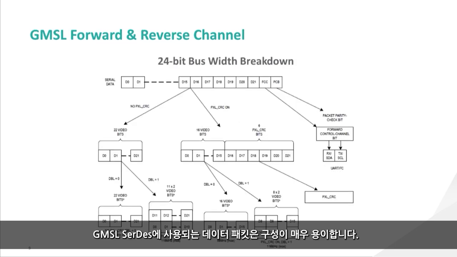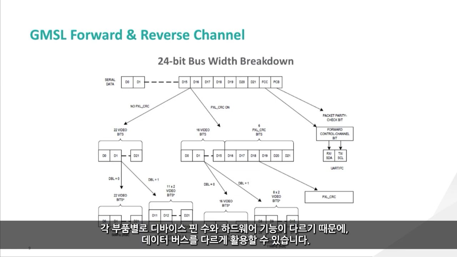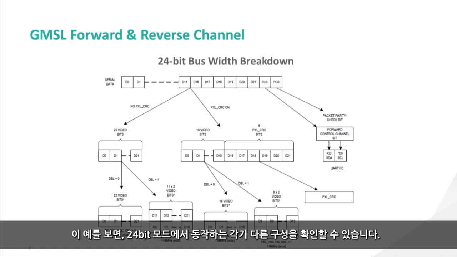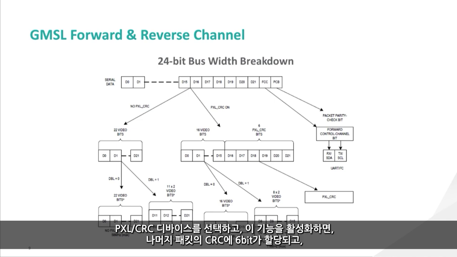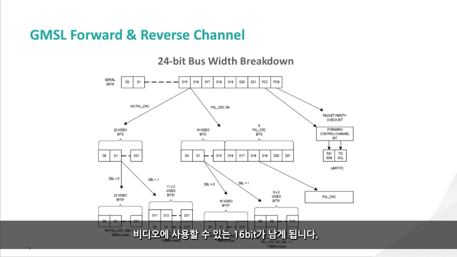The data packets used in GMSL SerDes are highly configurable. As the number of device pins and hardware features vary for each part, the data bus is utilized differently. This example shows all the different configurations for operating in 24-bit mode. 2 bits, FCC and PCB, are used for the forward control channel and parity check, which leaves 22 bits free for video data. If a PXL CRC device is chosen and this feature enabled, 6 bits are allocated for a CRC on the rest of the packet, leaving 16 bits available for video.